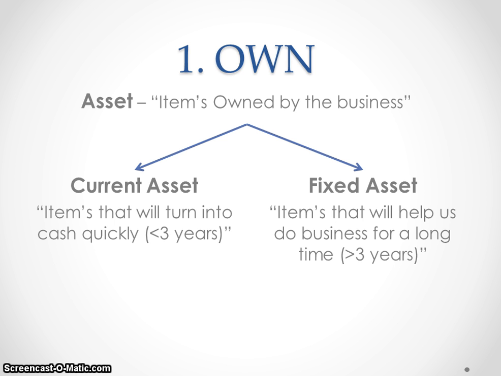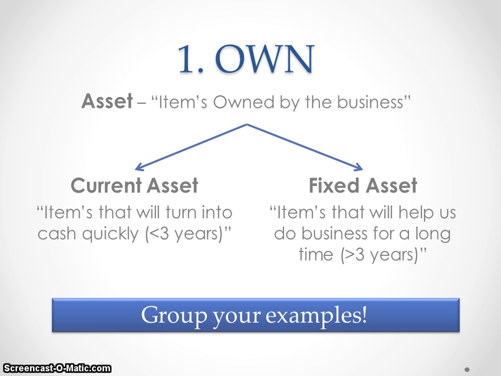The other is our long-term assets or fixed assets. Again, the words fixed, they're staying put, asset, things that we owned. So these are items that will help us do business for a long time or will stay in our business. We will continue to own them for more than 3 years. So, if we look back at some of those examples, things like our building or our cars, we generally like to think we're going to keep those for a while, and so those are considered fixed assets.